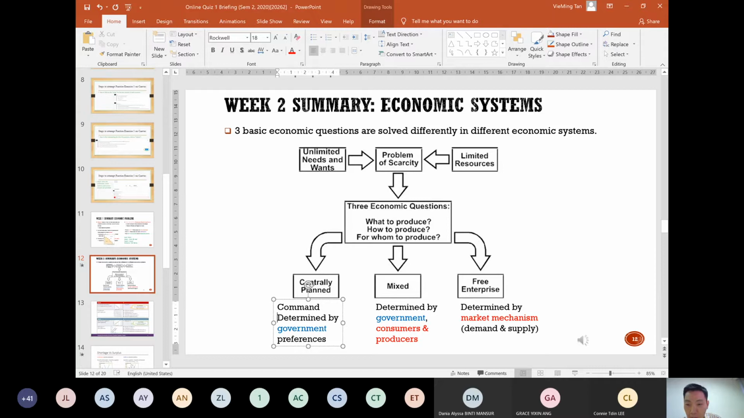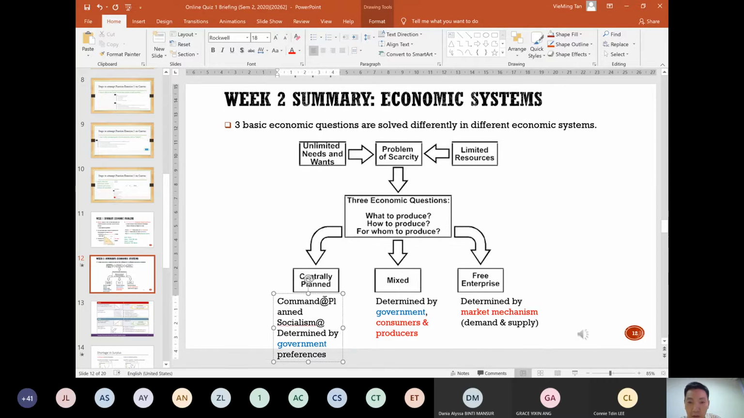And command economy is also called socialism. Remember, we have another word again to represent command economy besides socialism. Socialism is also called what type of economy? Command economy. Planned economy. So it's also called planned economy.